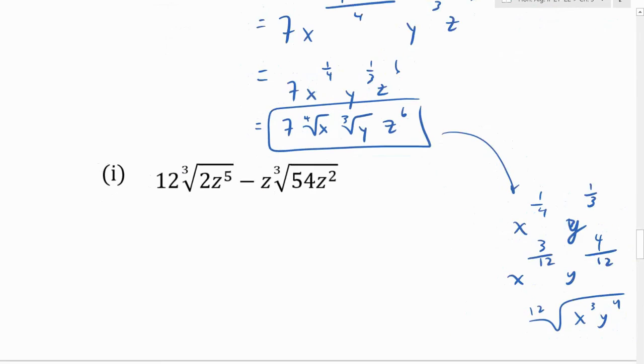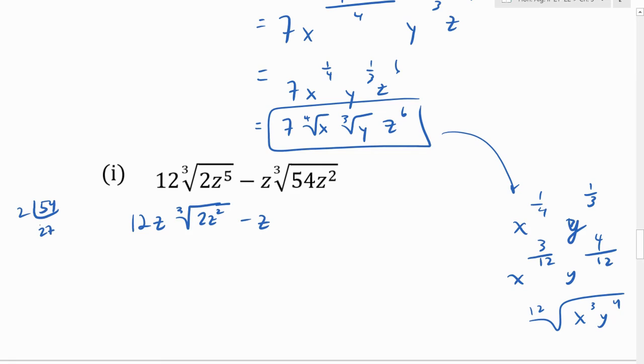So the first one, I've got the cube root of z to the 5th. So I could definitely take a z out, because 3 of the z's are z cubed. And it would leave the cube root of 2z squared under there. Okay, so I got this z out here.